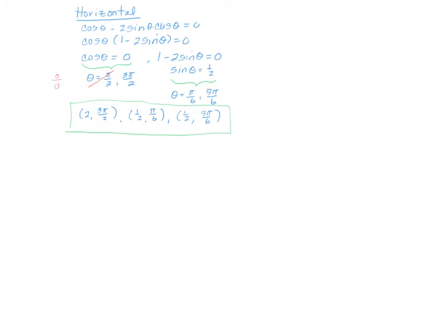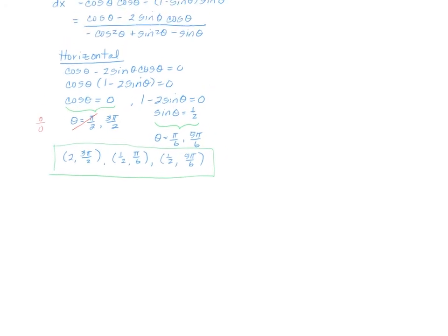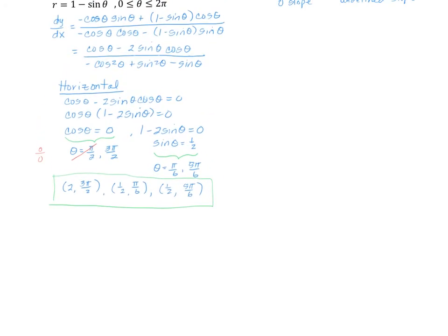To find vertical tangent lines, what we do is we set our denominator equal to 0. So that point, theta is equal to pi over 2, could possibly be where there's a vertical tangent line.